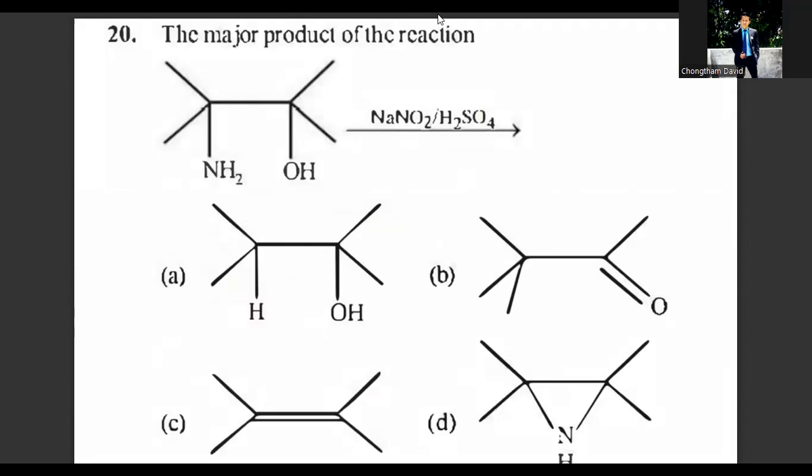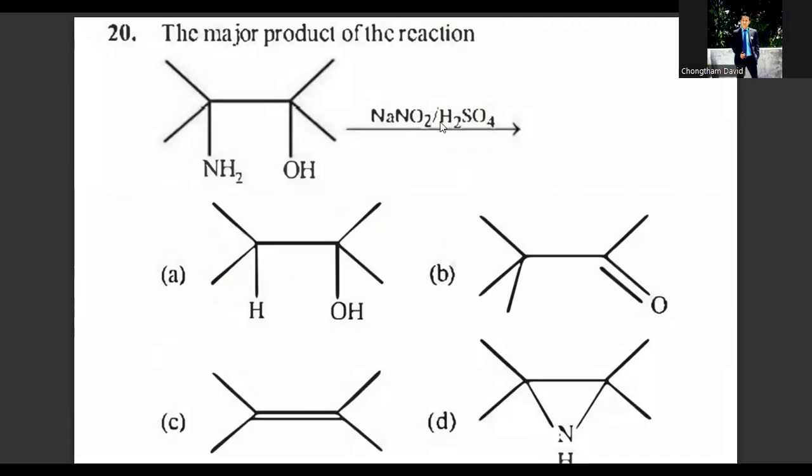The major product of the reaction of the following amines with sodium nitrite and sulfuric acid will be which of the following? This is the question. Question number 20. So when you react this mixture, the major product that is likely formed is this product, a ketone.